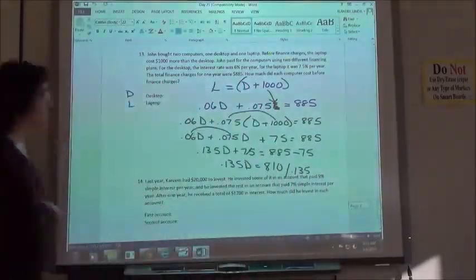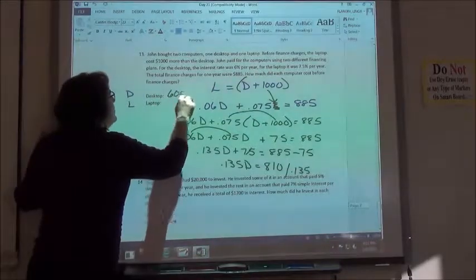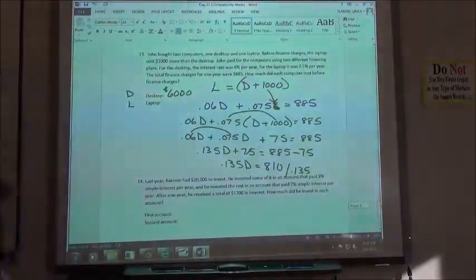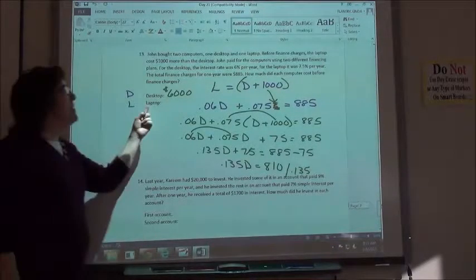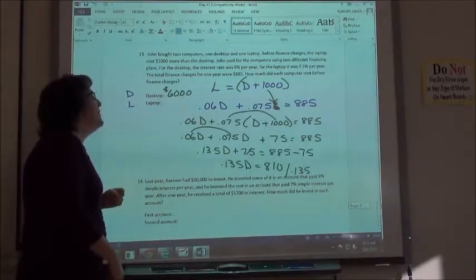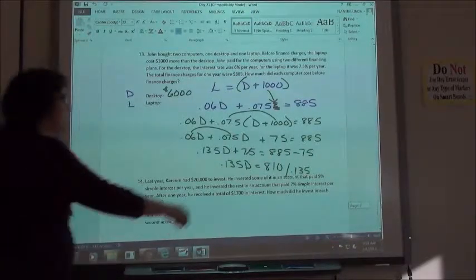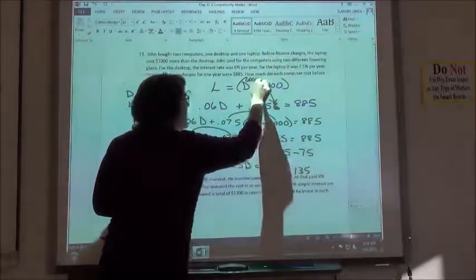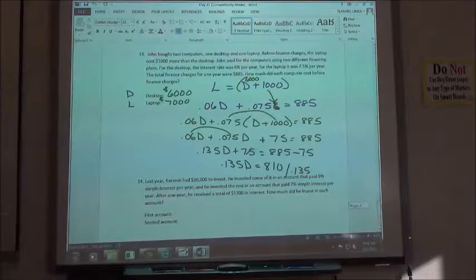So if you take 810 and divide it by 0.135, 6,000. So my desktop, $6,000. I don't know what kind of desktops they're paying for, but they got spendy products, more expensive than I'd buy. My laptop is going to be, we go back to this first equation, 6,000 plus 1,000, so that would be 7,000.